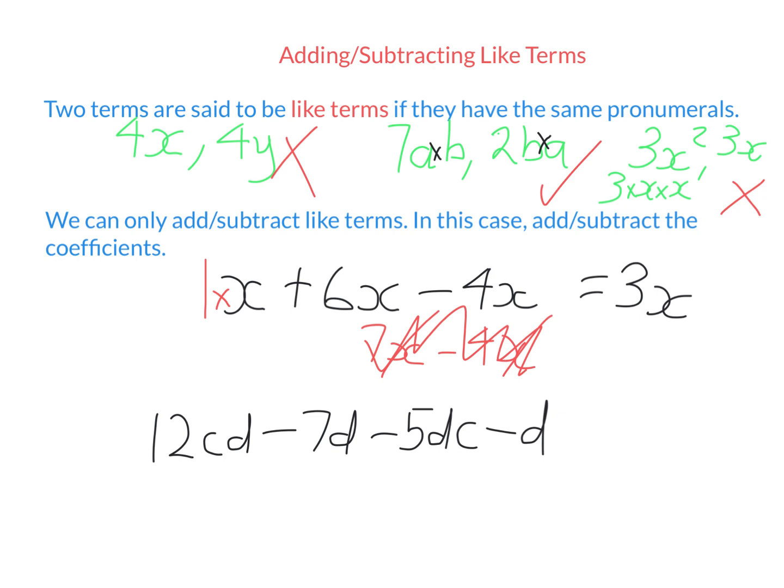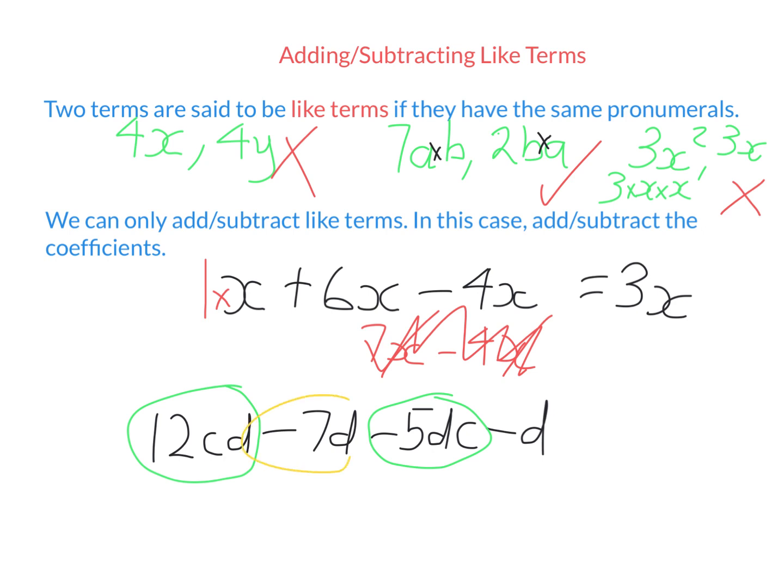Well, this one is a little more complicated to try and add or subtract. What we have to do is look for like terms. So this term here and this term here are like terms. Note, this is not 5dc, it's negative 5dc. This negative belongs to this term. So these two are like terms because they both have one D and one C. It doesn't matter that the D and the C are written in a different order.